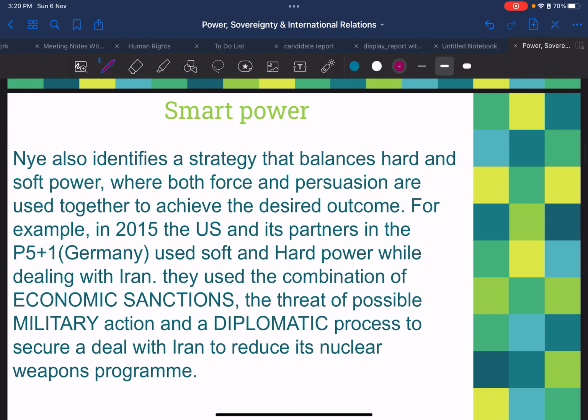Going further now, smart power. Now, what did Nye say? Nye identifies a strategy that balances hard power and soft power, where both force and persuasion are used together to achieve the desired outcome. So that means smart power is a combination of hard and soft.